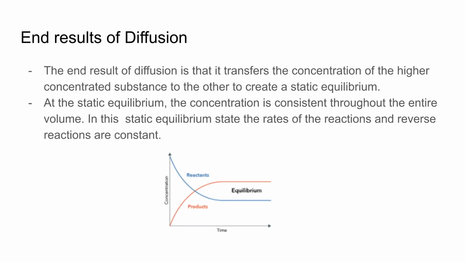The end results of diffusion. The end result of diffusion is that it transfers the concentration of the higher concentrated substance to the other to create a static equilibrium. At the static equilibrium, the concentration is consistent throughout the entire volume, and in the static equilibrium, the rates of the reaction and reverse reaction are constant. Pretty much like nothing's happening in the static equilibrium.